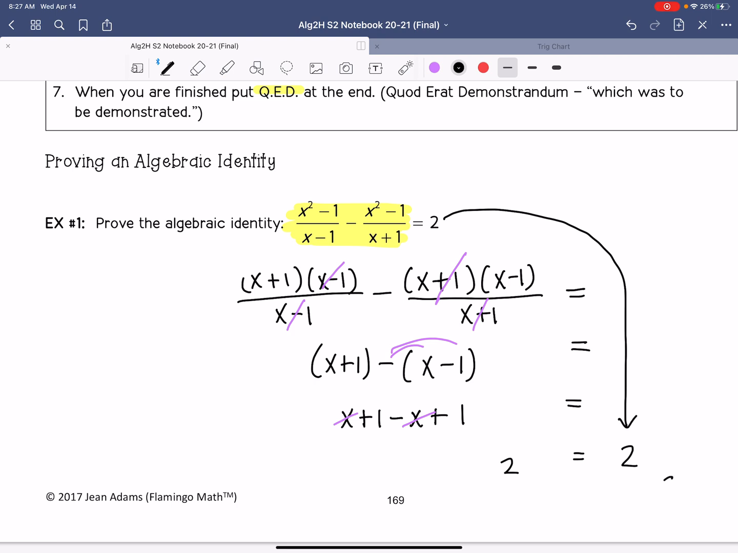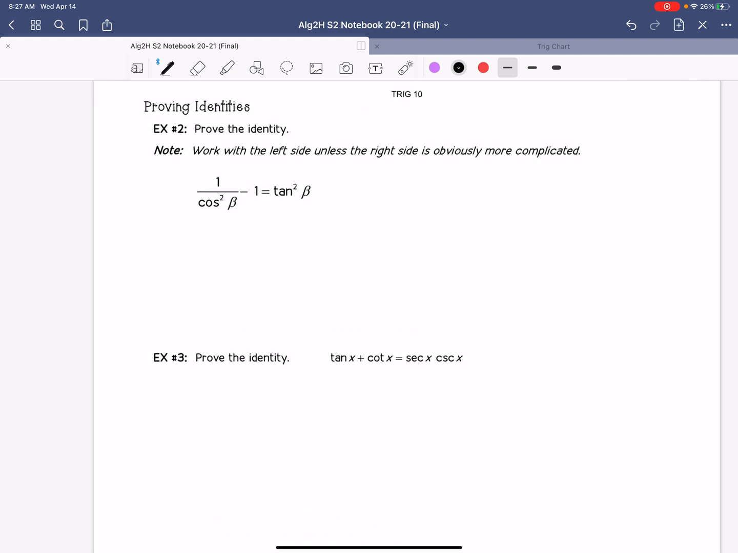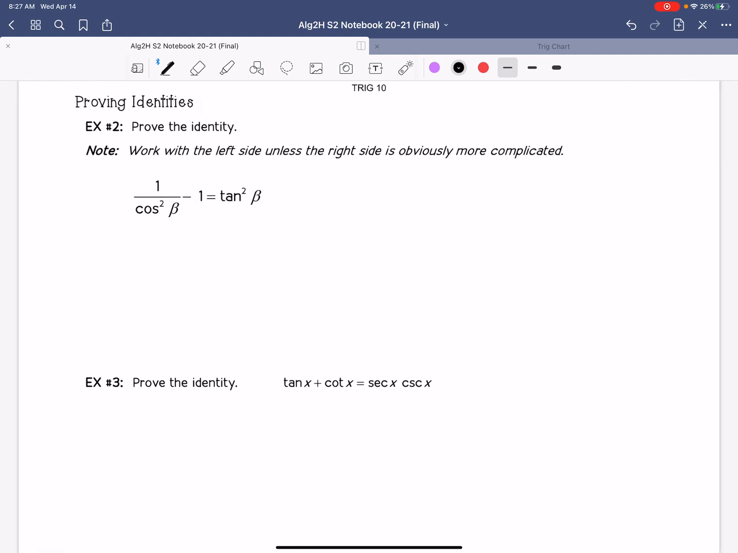So now we put QED. I have demonstrated that these are equal to each other. So QED. Okay, so that's how it works. You pick a side, you manipulate the one side to make it look like the other side. Okay, so let's go ahead and move on to doing one that has trig.